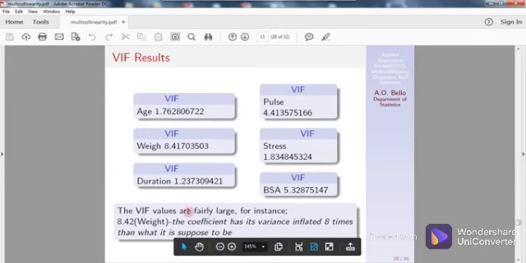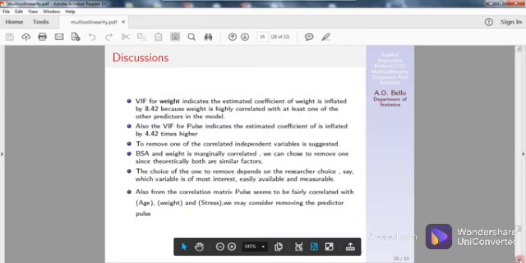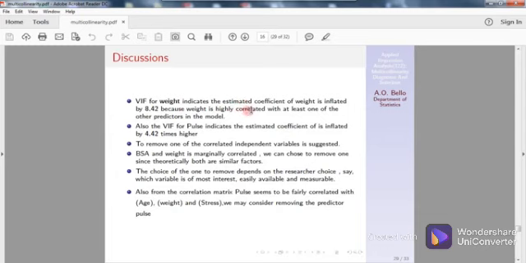So let's see that. So the VIF values are fairly large. For instance, for 8.42, which is weight, the coefficient has its variance inflated 8 times than what is supposed to be. So let's make some discussion on some of these results that we have gotten earlier. The VIF for weight indicates the estimated coefficient of weight is inflated by 8.4 because weight is highly correlated with at least one of the other predictors in the model.